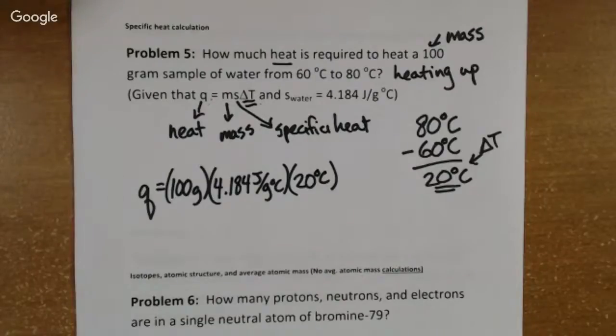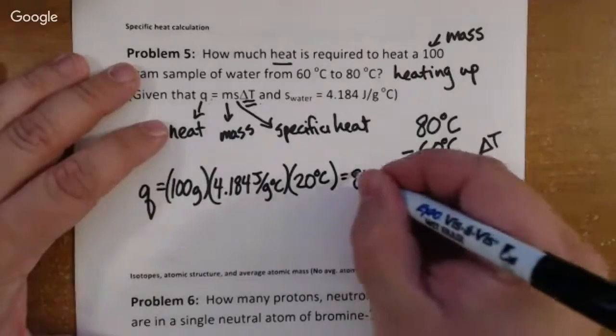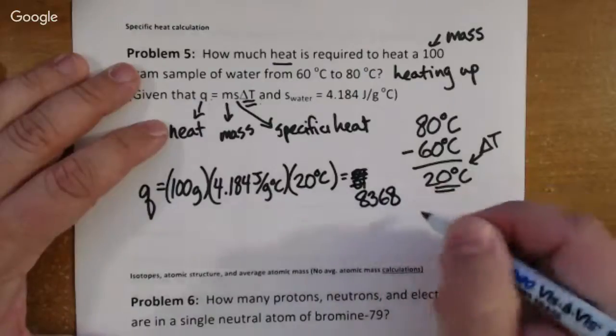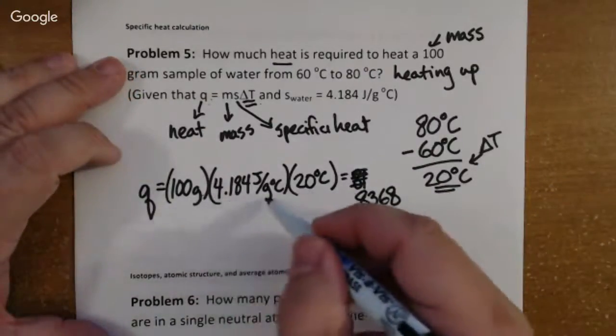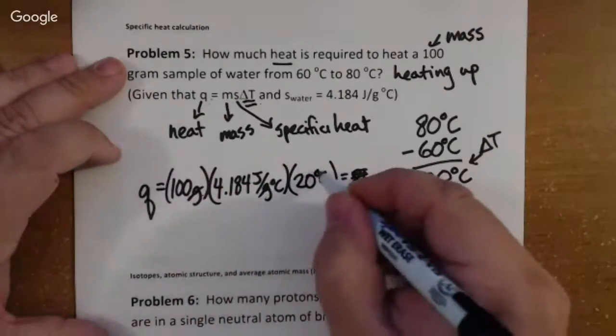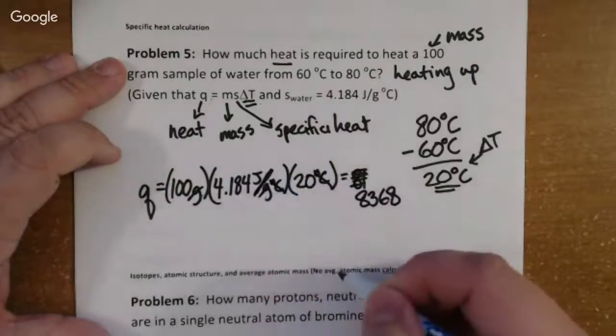And I get 81, or excuse me, not 81, 83.68. And let's look at what the unit is. Grams on top, grams on bottom, they're going to cancel. Degrees Celsius on top, degrees Celsius underneath the slash here, they'll cancel.